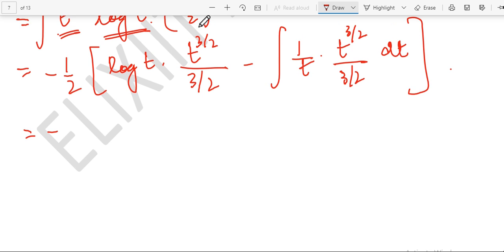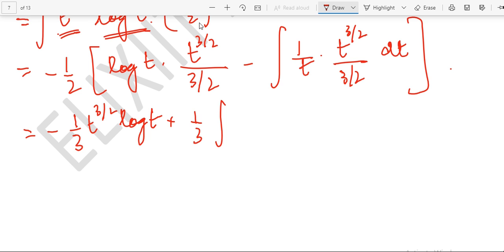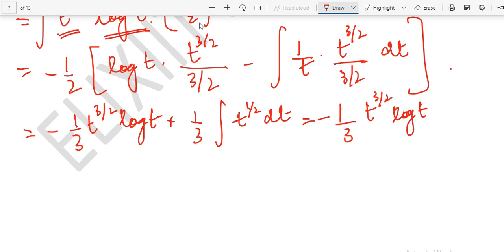Now what we can do, if we further simplify, we can just simply multiply. This is t to the power 3 by 2 log t plus 1 by 3 integration of, now this will be the integration of t to the power half dt, which is minus of 1 by 3 t to the power 3 by 2 log of t plus 1 by 3 t to the power 3 by 2 divided by 3 by 2 plus c.